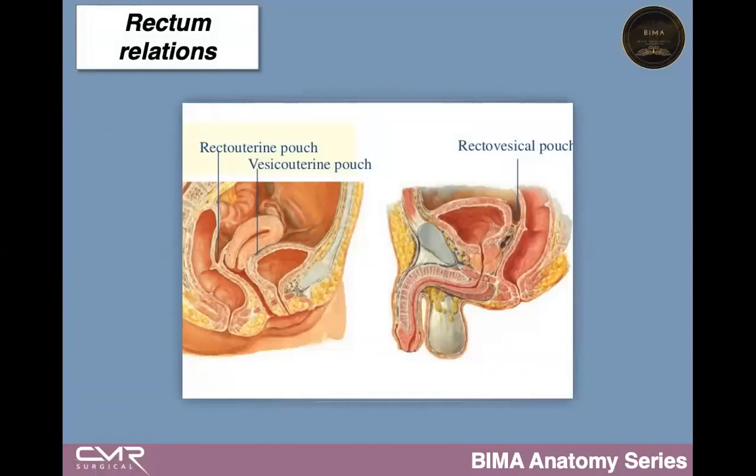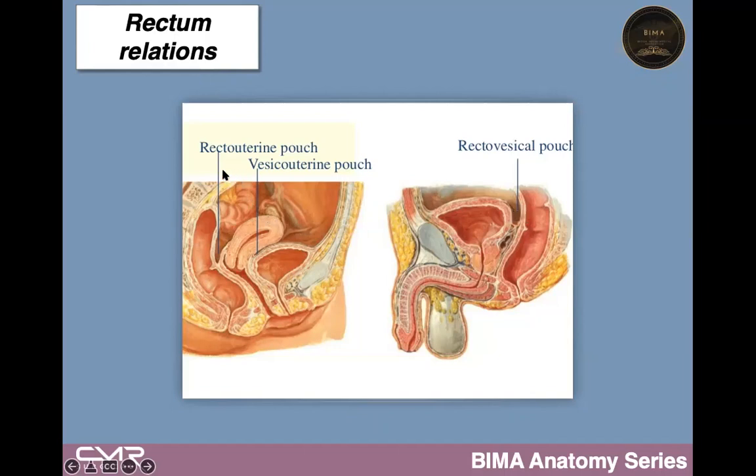So the peritoneal reflections of the rectum that I wanted to talk about were the recto-uterine pouch. So the rectum here, the uterus here, got the recto-uterine pouch here, and you have the vesico-uterine pouch, which will be between the bladder and the uterus. And then you also have the recto-vesical pouch in males.